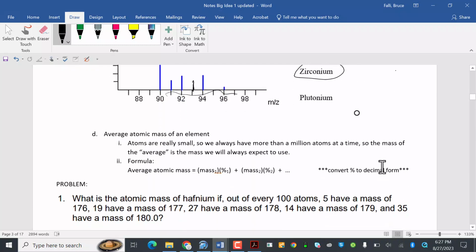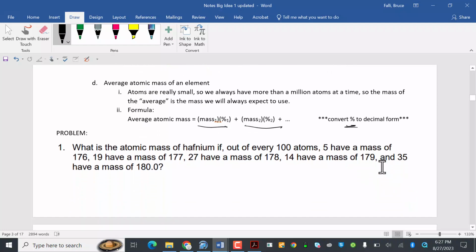Average atomic mass. Atoms are really small, so we always have more than 1 million atoms at a time. So the mass is the average, and that's the mass we expect to use. So the average atomic mass formula is mass 1 times percentage 1, plus mass 2 times percentage 2, for each one that you have. Remember, percentages have to be done in decimal form. So we'll do one of these, and then we'll call it a quit.